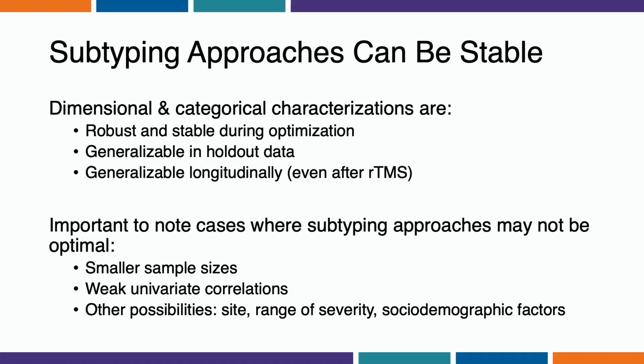But it's important to note that this is only one potential subtyping solution, and not all data sets will be well-tuned to these kinds of approaches, especially in cases where you may have smaller sample sizes, idiosyncrasies with respect to inclusion or exclusion criteria, or weak associations between your clinical dimension and your imaging measures.